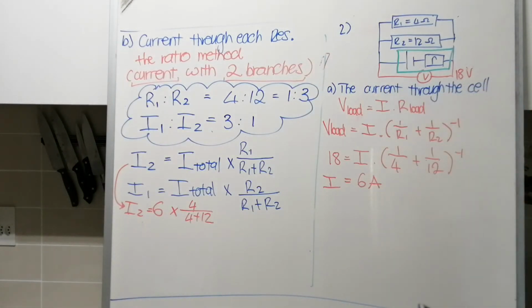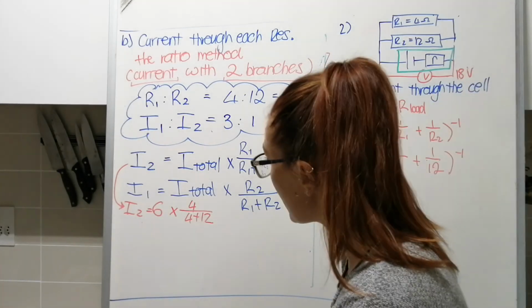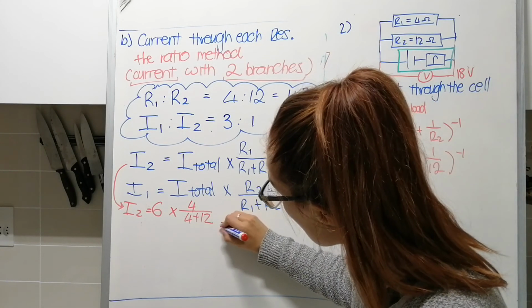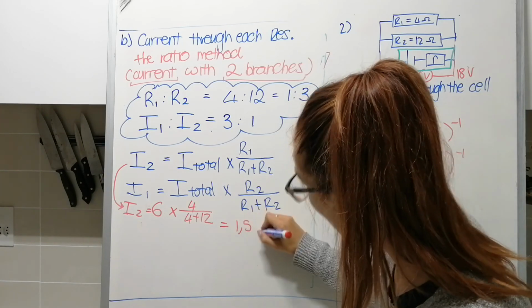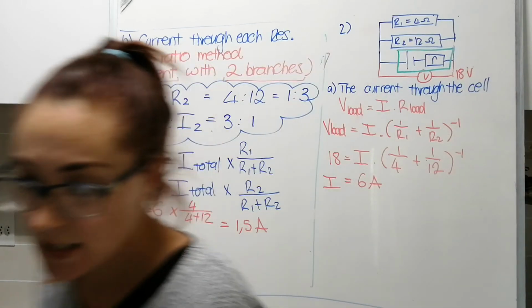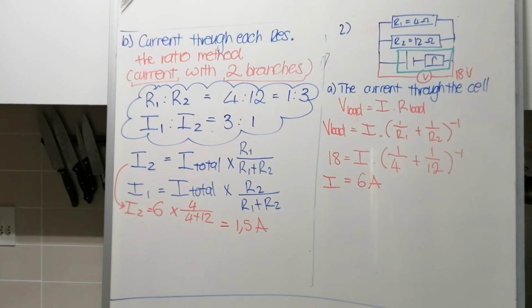Okay, so we're going 6 times 4 over 4 plus 12, which is 3 over 2, 1.5. So the current in the second branch is 1.5 amps. Is that what we got here? It is. Okay, same answer as we got on the worksheet.